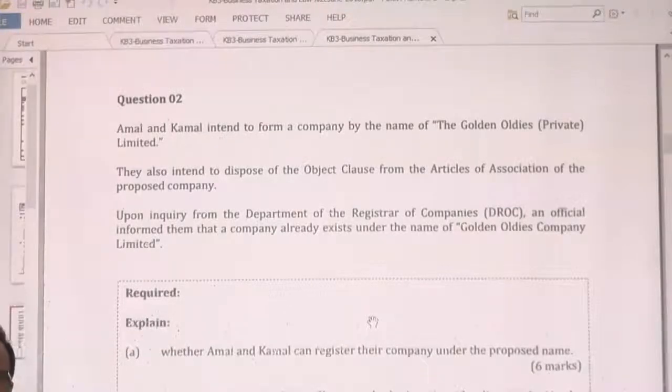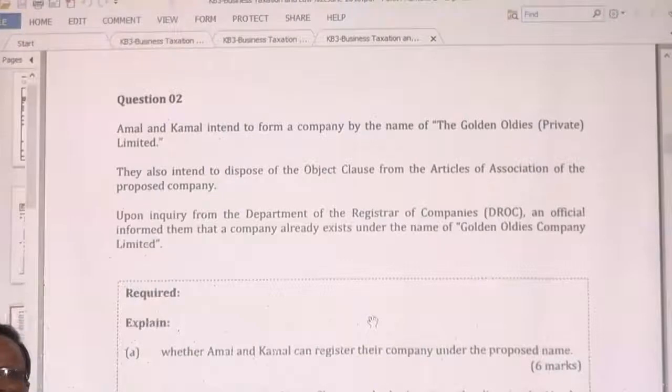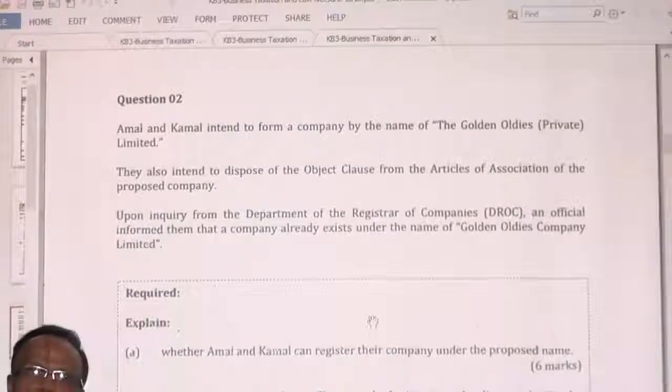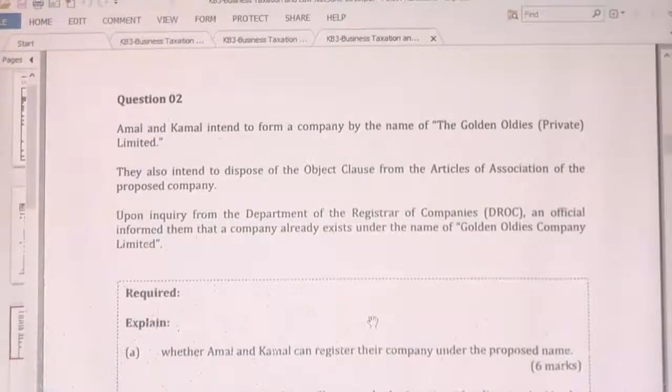So, there needs to be some kind of change to make it distinct or different from that of the existing name. And also, I mentioned there are certain names which cannot be used in forming companies. So, you are required to explain this situation in line with the Companies Act. Secondly, it is asking to explain what is meant by the object clause and whether it can be dispensed of the articles of association of the proposed company.